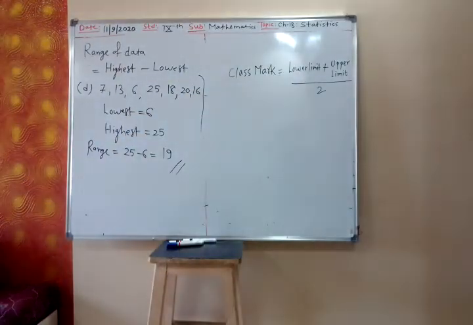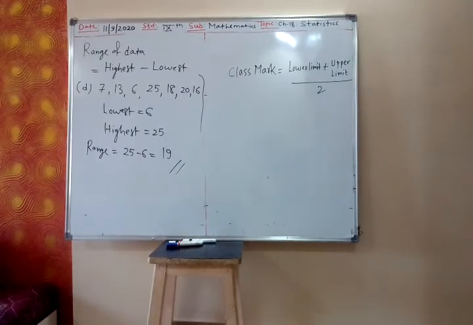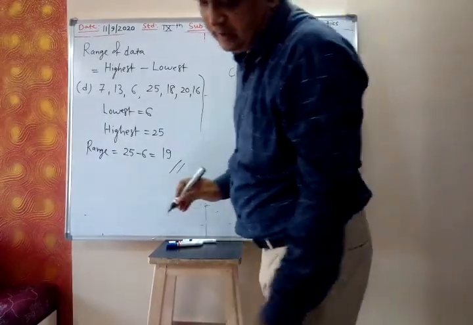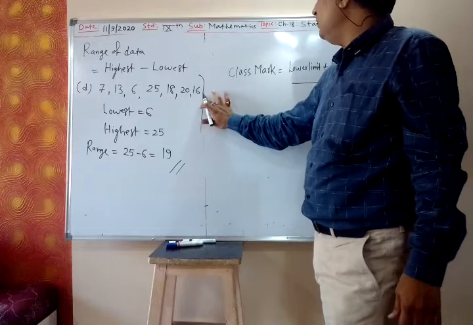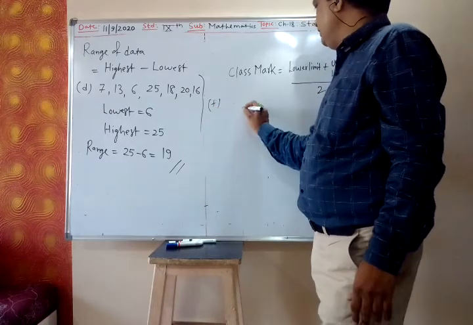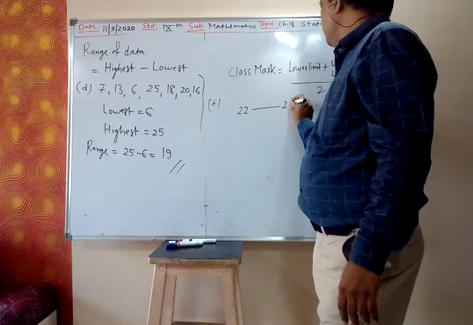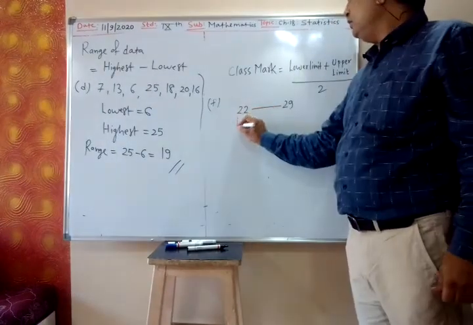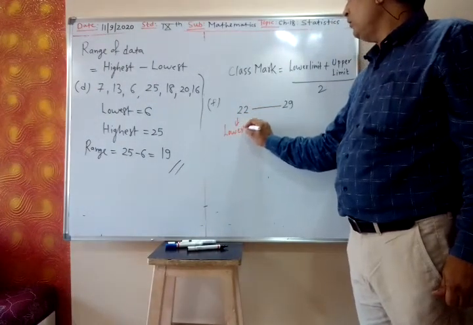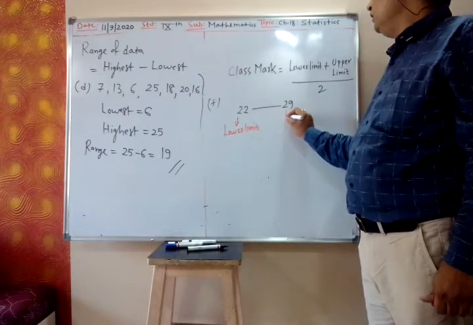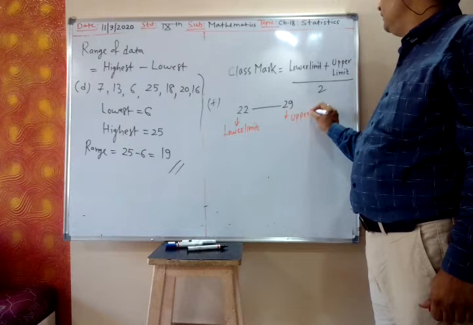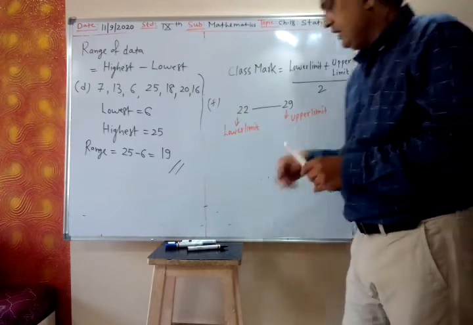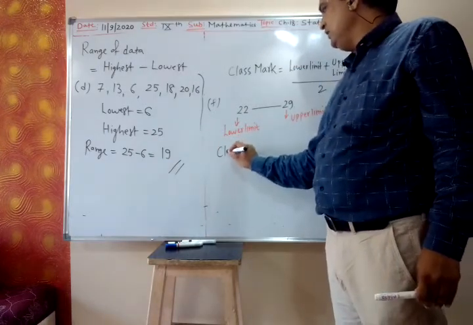The class mark of 22 to 29, F. Let us solve F. You are given the class interval 22 to 29. Find the class mark. So this 22 is my lower limit, 29 is the upper limit. It is asked, what is my class mark.